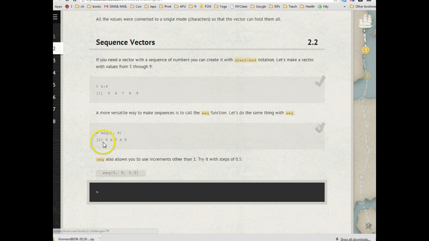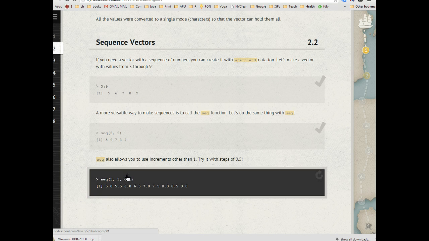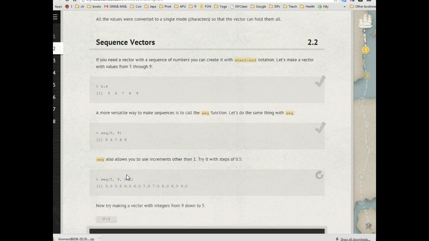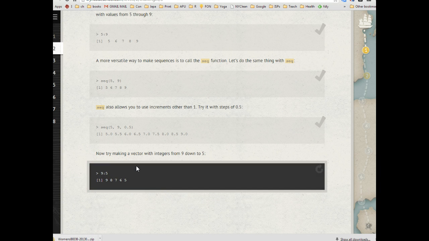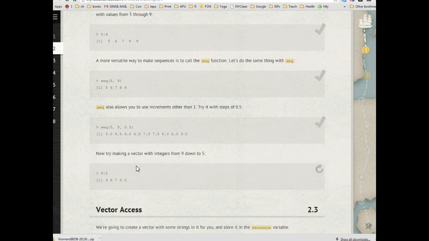However, this is more flexible because you can run this. Now, what does this mean? It means you go from 5 to 9, but you go in half-unit increments. And we know what this does already, right? It does that. Any questions about that? So it just goes down. Any questions?